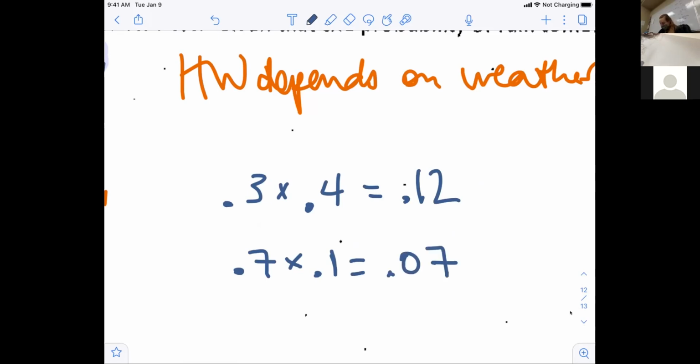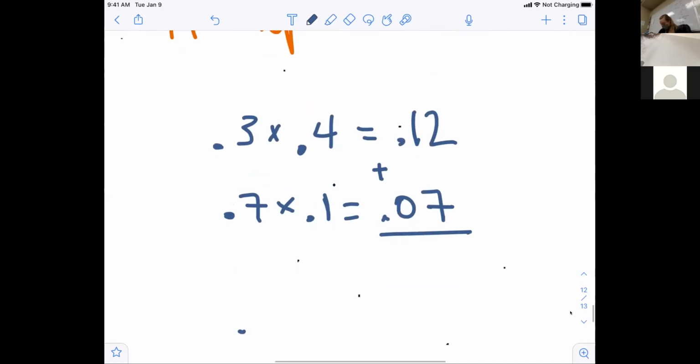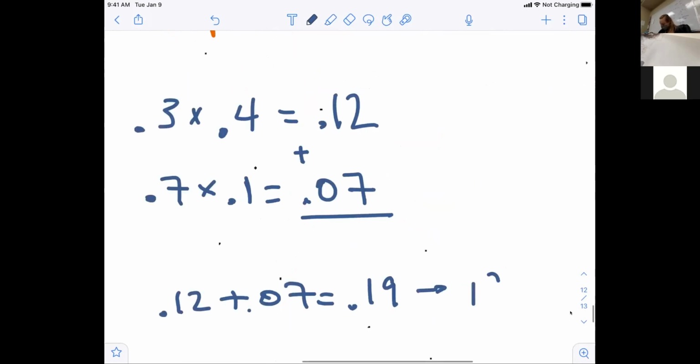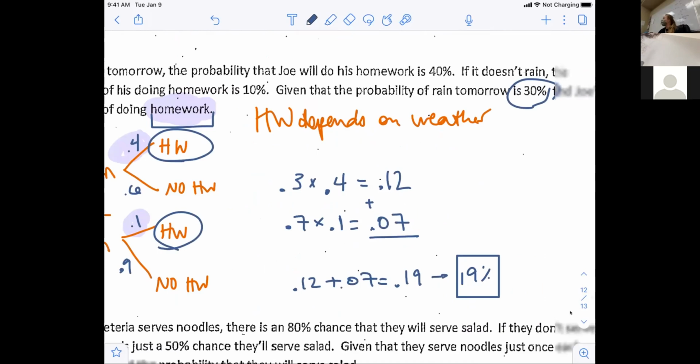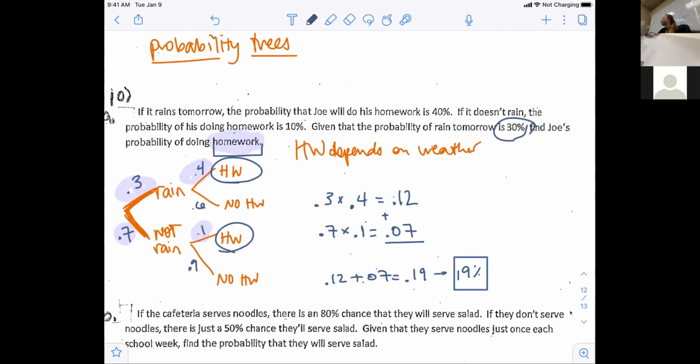We're going to add them together. 0.12 plus 0.07 is 0.19, which is 19%. So given that it's a 30% chance that it will rain tomorrow, there's a 19% chance of Joe doing his homework. Okay, let's do another one.